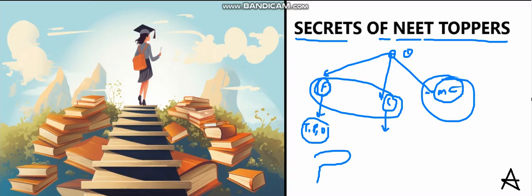So suppose the brain is like this. This is the frontal lobe, this is temporal, this is parietal, and this back part is the occipital lobe. So there is involvement of these three lobes while you solve a factual-based question.